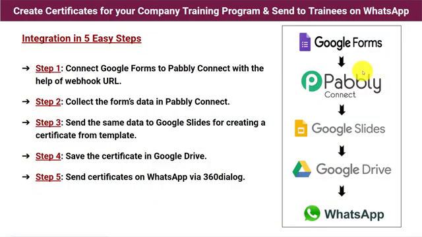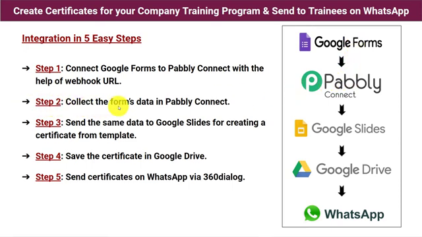Okay guys, before we start with the process, let me show you 5 easy steps of integration as you can see on my screen. Step number 1 says connect Google Forms to Pabbly Connect with the help of a webhook URL. So what you have to do first is log in to your Pabbly Connect account. Then we have to integrate Google Forms. Why are we integrating Google Forms with Pabbly Connect? Because we have created the form for our trainees in Google Forms, so it is important to first integrate Google Forms with Pabbly Connect.